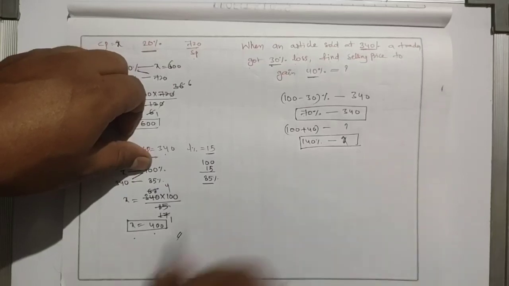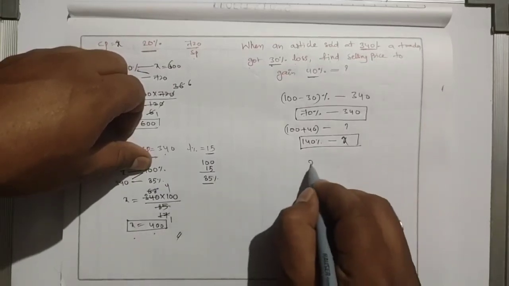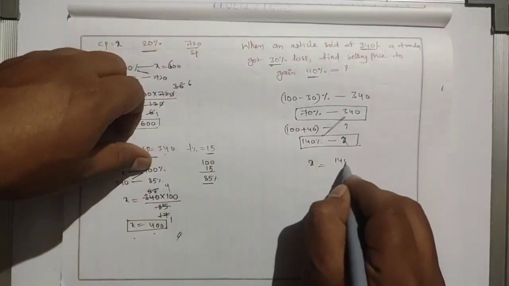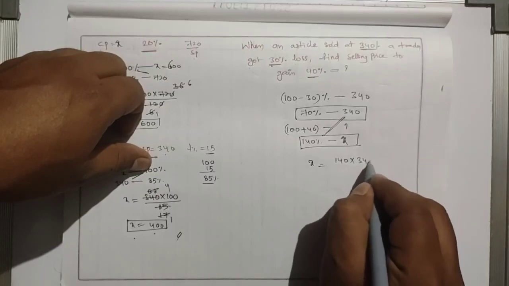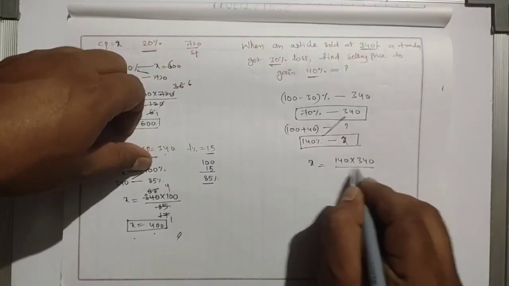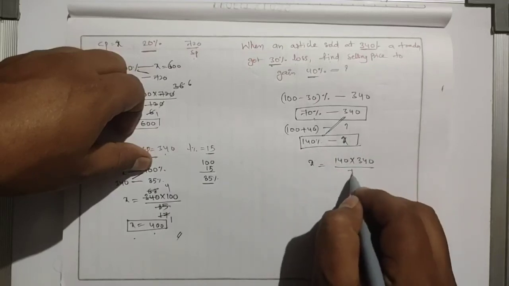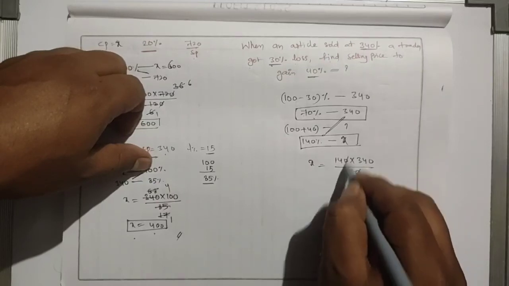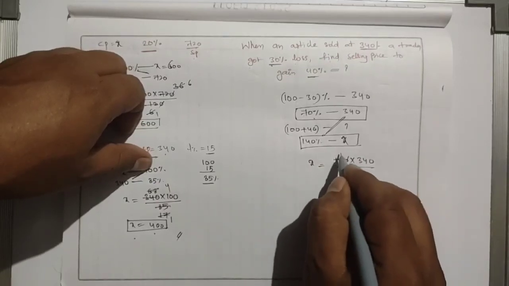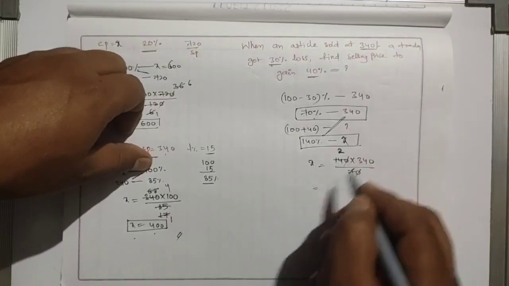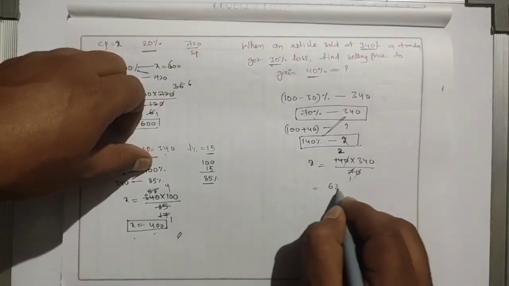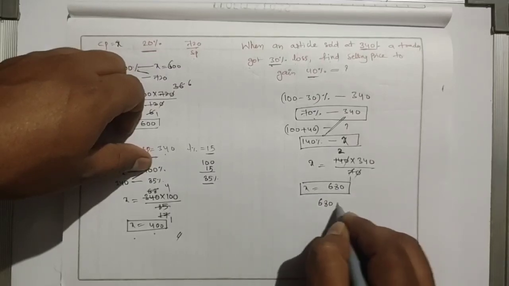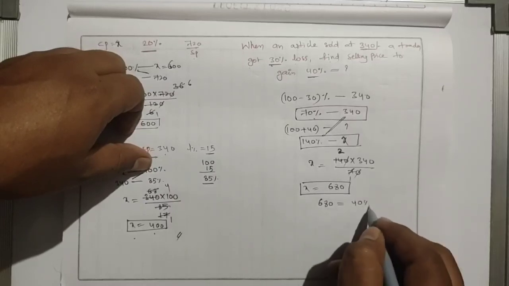Take it as x. Now x is equal to 140 into 340 divided by 70. We can cancel the 0, and 7 1 is 7, 7 2 is 14, so it is nothing but 2 into 340, which is 680. It means if we sell that article at 680 rupees, you will gain a 40% profit.